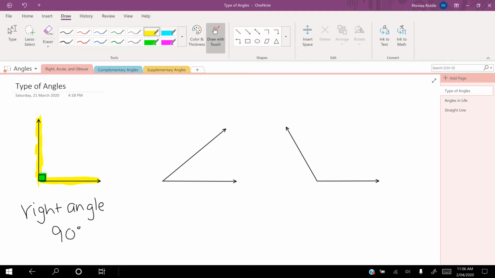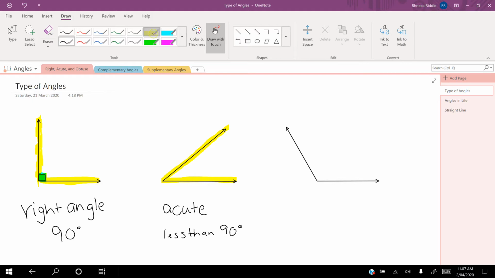Our next one is this one here. As you can see, it is smaller than 90 degrees. So we call it an acute angle. Just because it's small, so it's acute. So it is less than 90 degrees. If you measure it out, it's going to be smaller than 90 degrees. It can be 89 degrees, it can be 3 degrees, anywhere between 1 degree and 89 degrees is an acute angle.